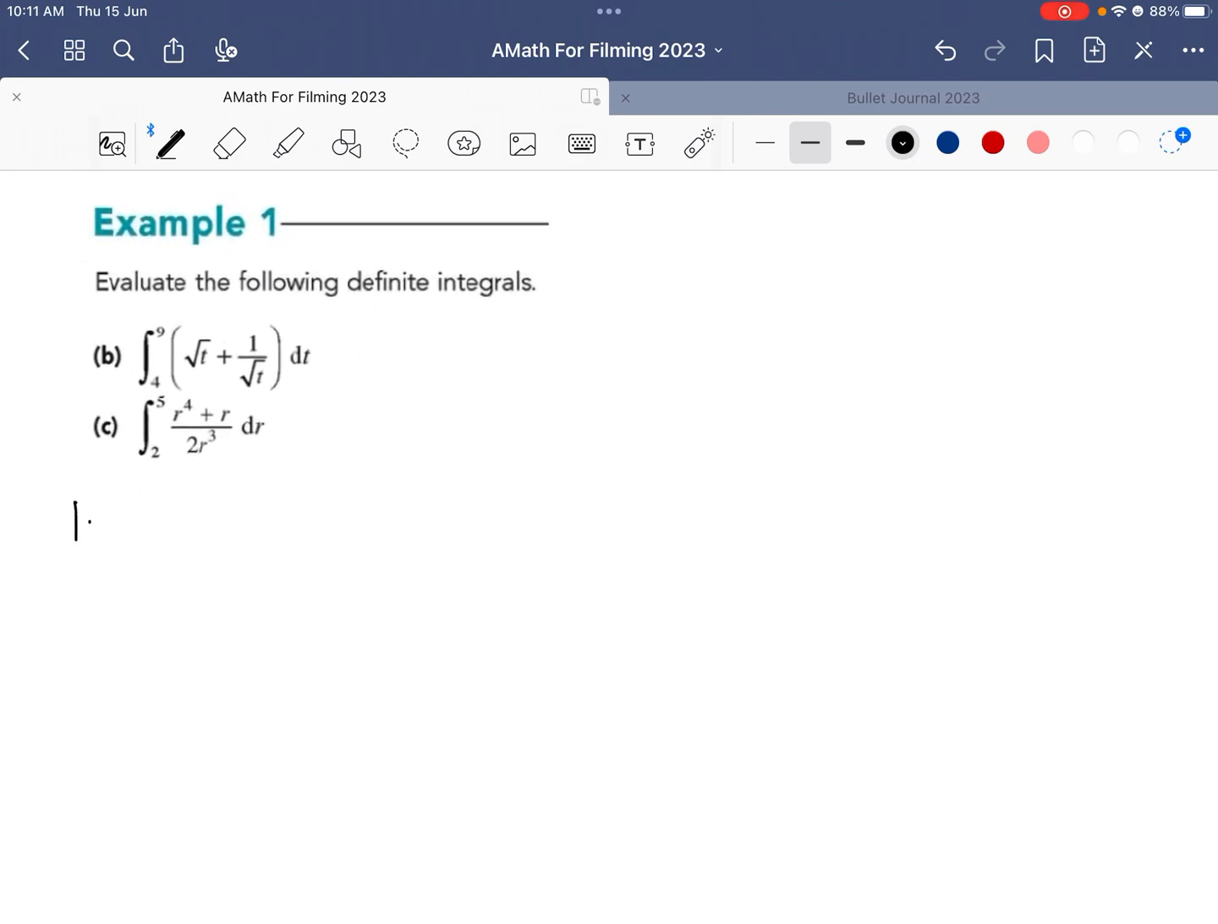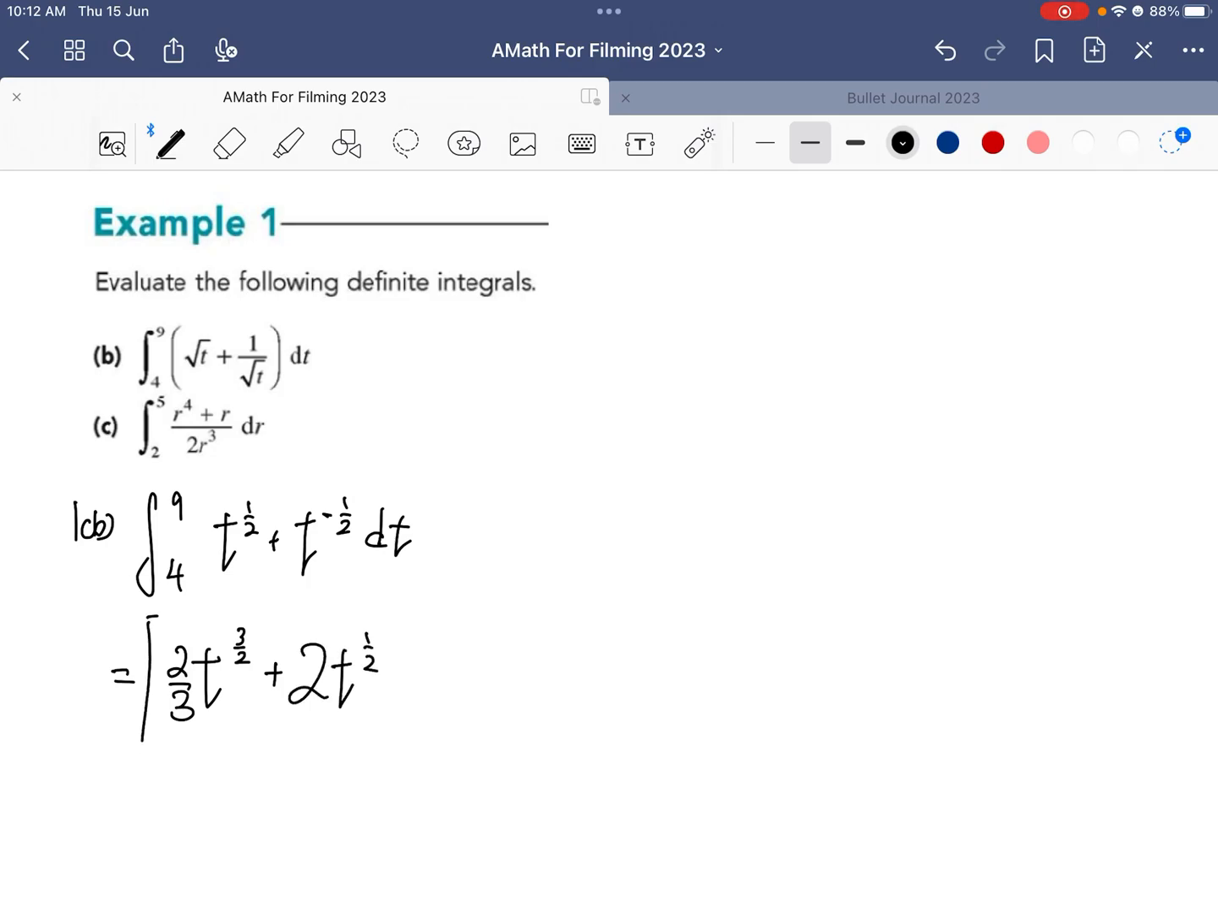Let me show you 1b and 1c now. For 1b, I'm integrating from 4 to 9. First and foremost, let me simplify this. It is t to the power of half plus t to the power of -half, with respect to t. Then if I start to integrate, t to the power of half integrated will give me t to the power of half plus 1, which is 3 over 2. So divided by 3 over 2, you get 2/3 here. Similarly, for the other term, -half plus 1 gives you half, then 1 over half gives you 2. So I get 2 t to the power of half. I close, and I put my limits 9 and 4.